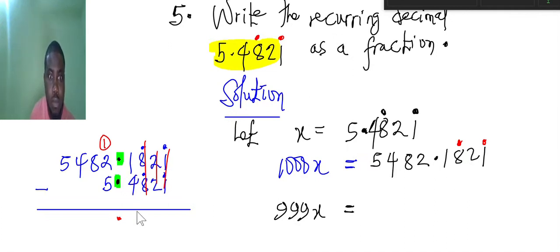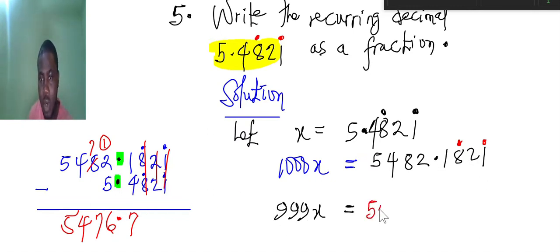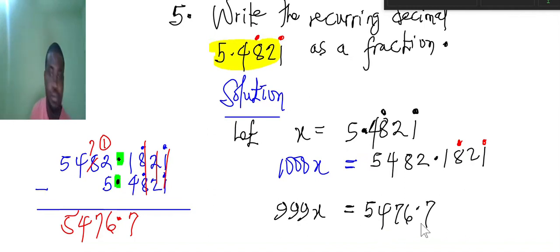11 minus 4, that looks like 7. 1 minus 5, impossible. We need to borrow another one again. This turns to 7. That one is actually 10. 10 plus 1, that's 11 minus 5, that's 6. This is 7. This is 4. This is 5. So we have 5476.7. Okay, let's write that in black ink. 5476.7.